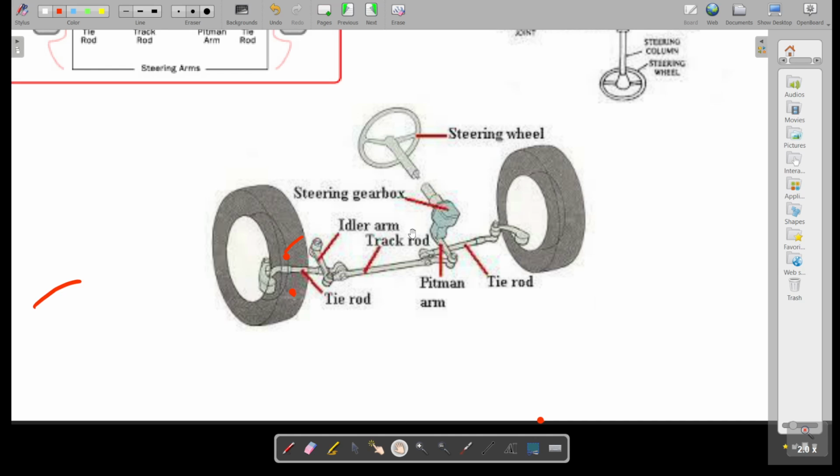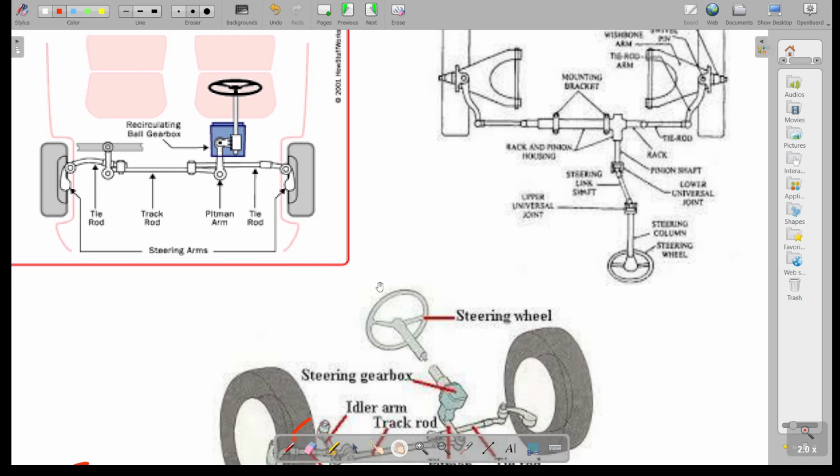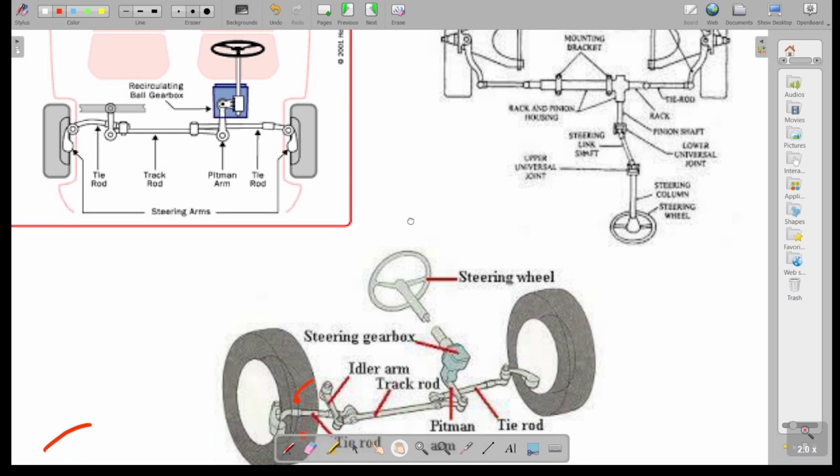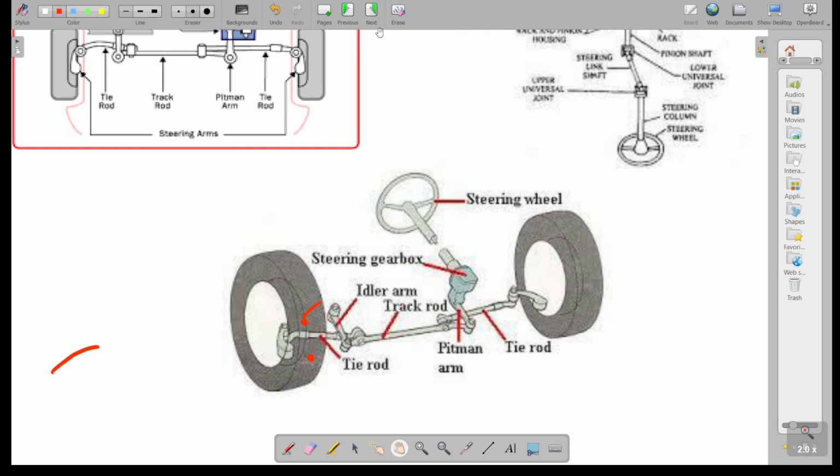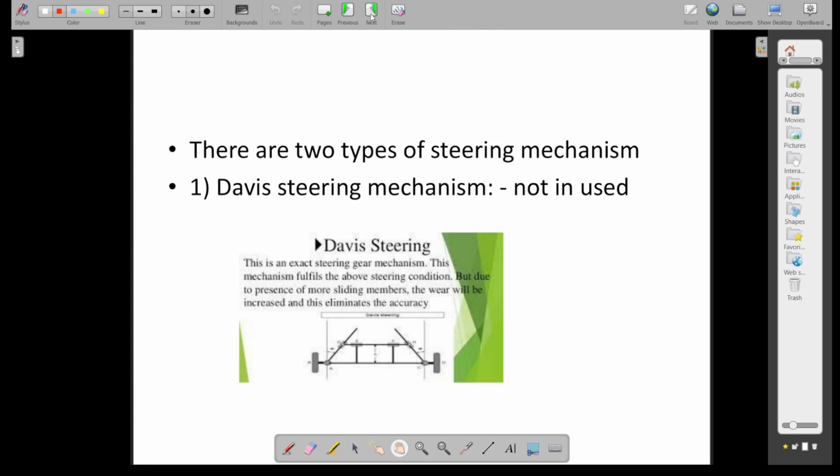This is also clearly mentioned over here. You can see again the wheel, the steering column, the steering box, then a drop arm, the tie rods, and at the end of the tie rods the knuckle joints. So these are all the parts of the steering system, already dealt with.